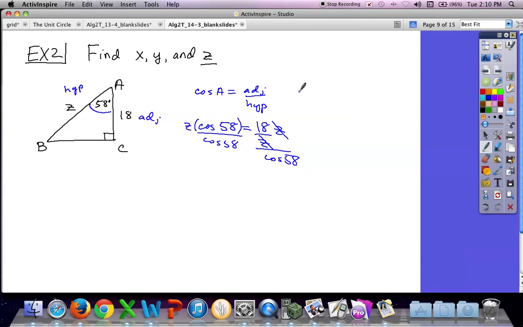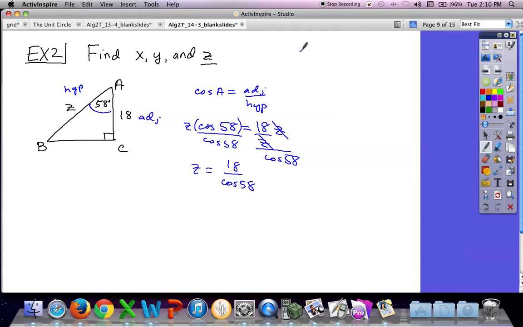So now this is what it looks like. It is z equals 18 divided by the cosine of 58. I kind of messed that up a little bit, but we started with the cosine of 58 is 18 over z, and it's like you just switch these two.